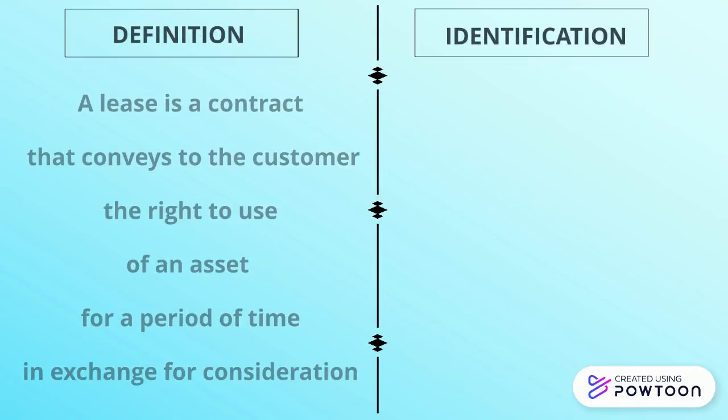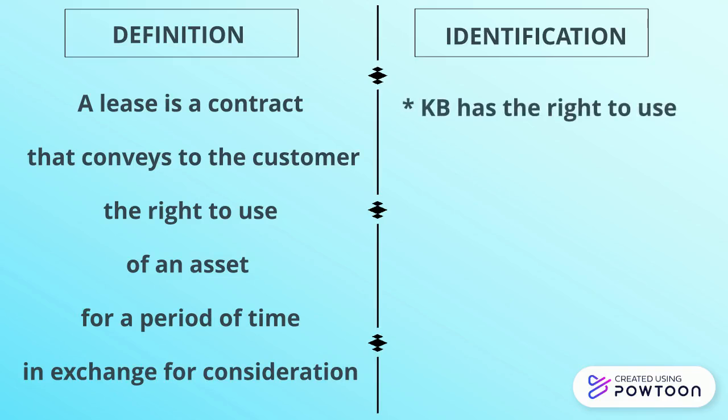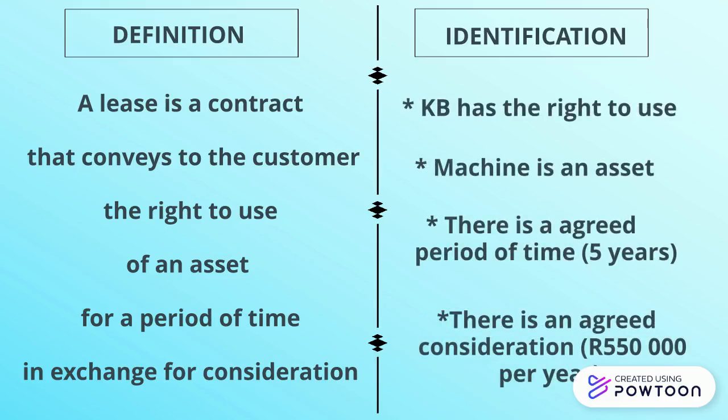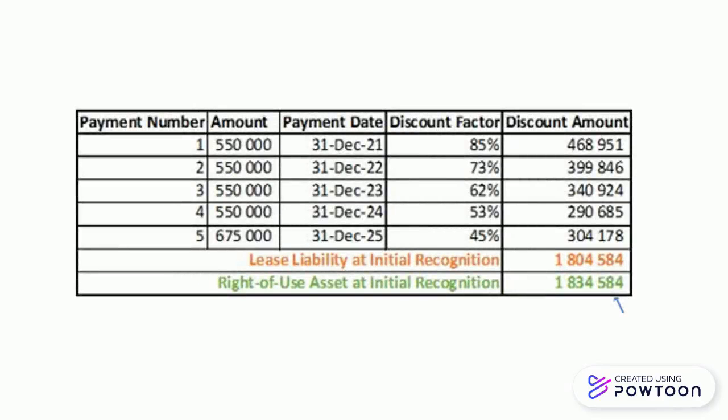The first step Khoza Bazaar needs to take is to determine if this contract is indeed a lease. Since it was agreed between Khoza Bazaar and Lee Limited that the right of use of the machine used in the manufacturing of canned goods will transfer from Lee Limited through to Khoza Bazaar, it is considered a lease in terms of IFRS 16.